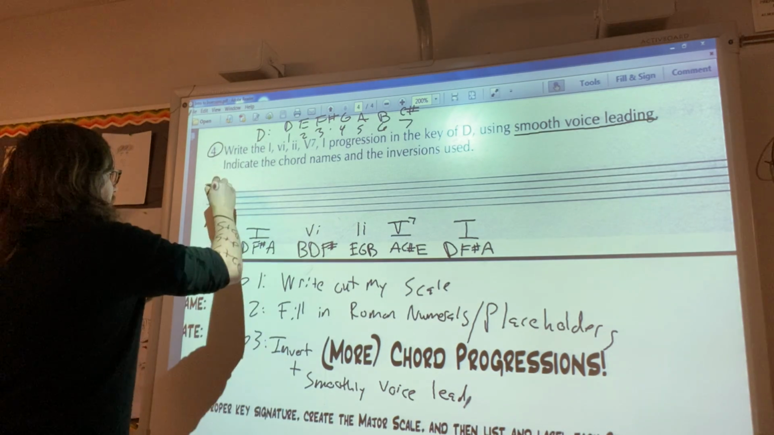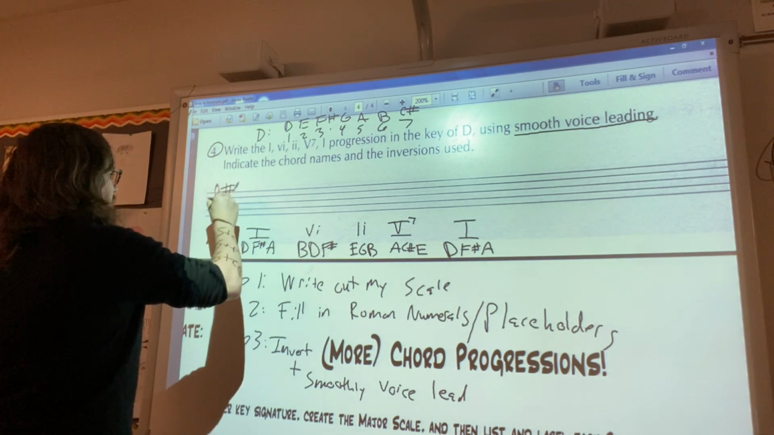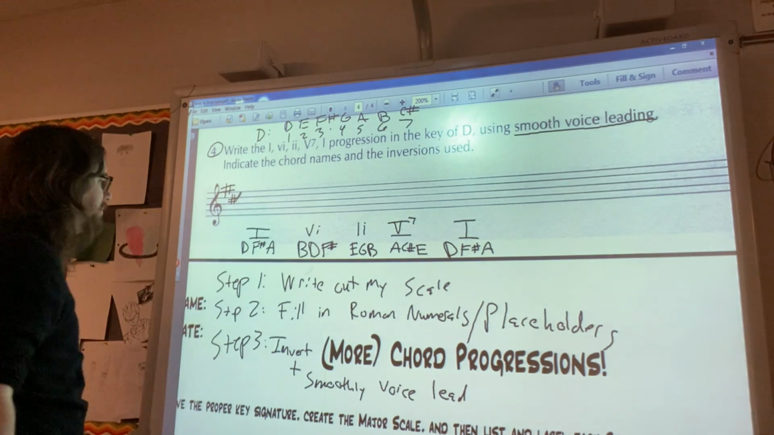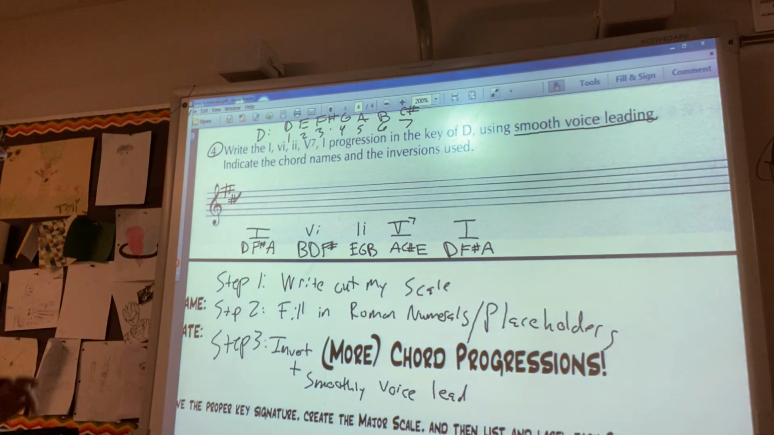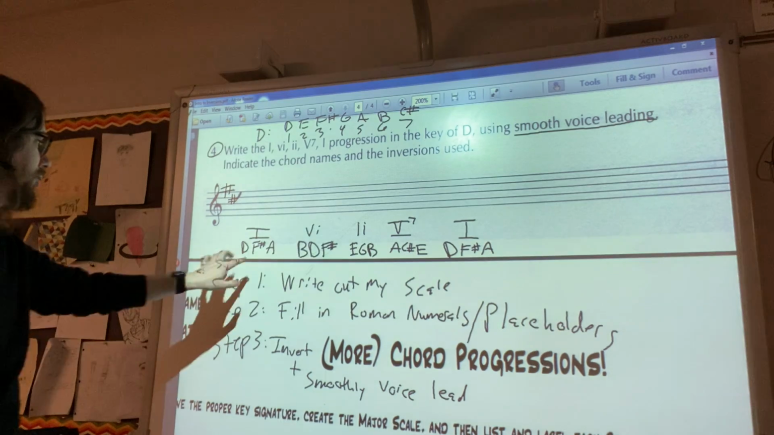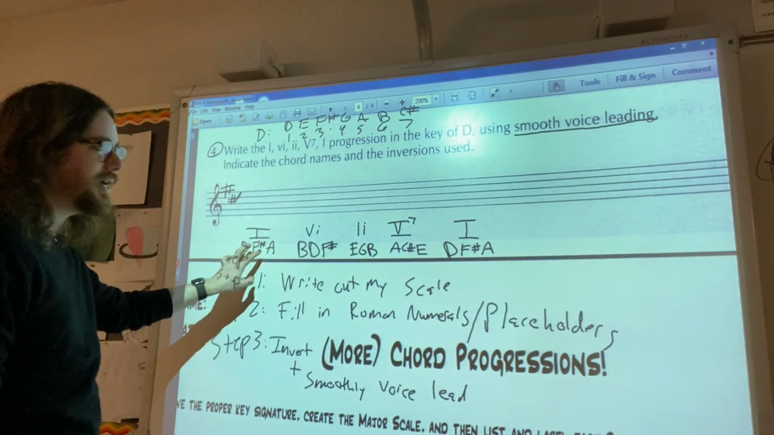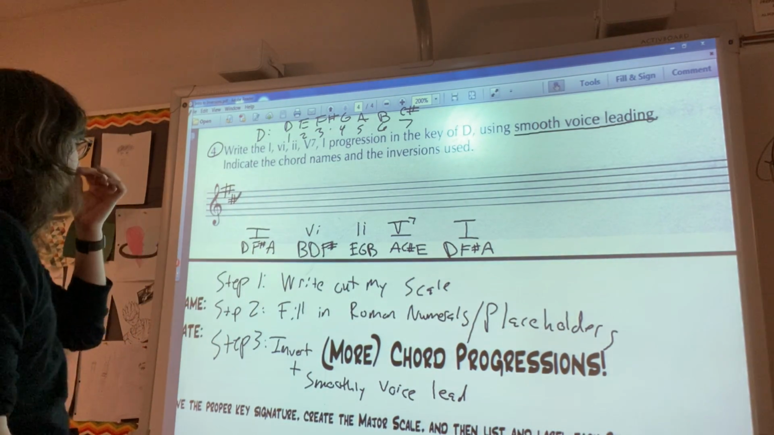I did forget one thing. Key signature. The key signature of D is 2 sharps, F sharp and C sharp. Okay, so my first chord, guys, I can put this any way I want. The only thing I have to do is use D, F sharp, and A. It doesn't really matter what order they go in.